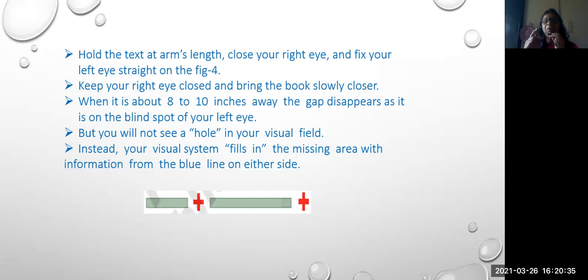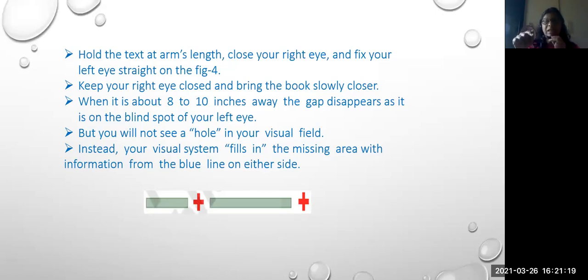Then when it is about 8 to 10 inches away, 8 to 10 inches means this much, isn't it? The gap disappears as it falls on the blind spot of your left eye. So whatever gaps are there, these gaps will disappear. That means it seems connected with each other. So those gaps slowly disappear, because there is a blind spot in the eye where there is no sight. But you will not see a hole in your visual field.